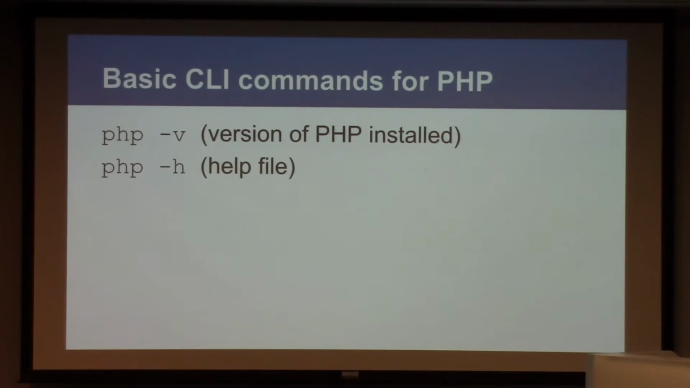So if you have terminal on your computer, you can do this really easily. You can type in php -v, which tells you the version of PHP that you have installed. It'll also tell you whether you have PHP installed. If you don't have PHP installed, it'll yell at you. There's also php -h, which tells you some of the basic information that you can use for running PHP. So I'll be demonstrating both of these.